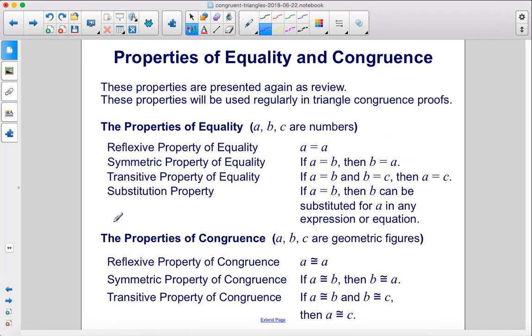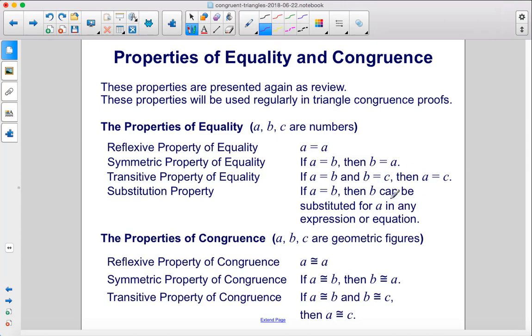Properties of equality and congruence. These properties are presented again as review. These properties will be used regularly in triangle congruence proofs. The properties of equality, where A, B, and C are numbers. Reflexive property of equality, A equals A. Symmetric property of equality, if A equals B, then B equals A. Transitive property of equality, if A equals B and B equals C, then A equals C.